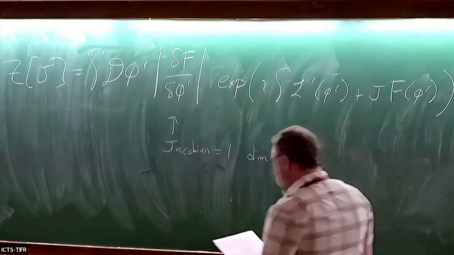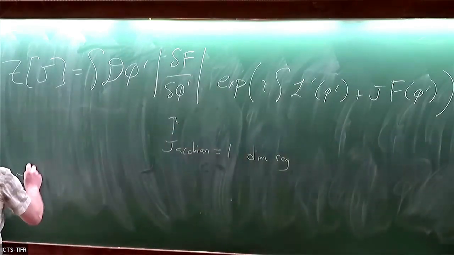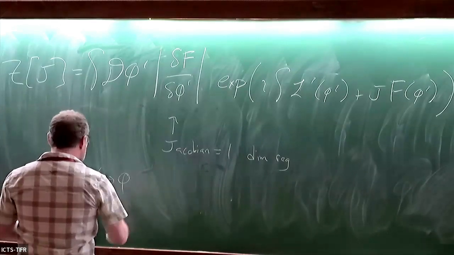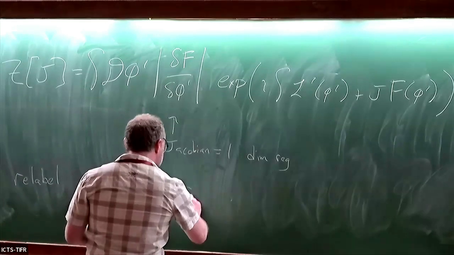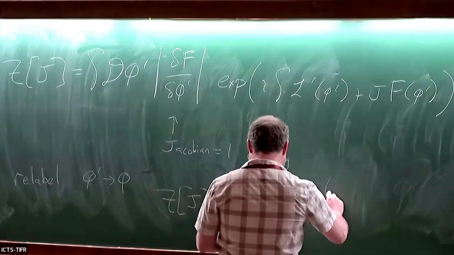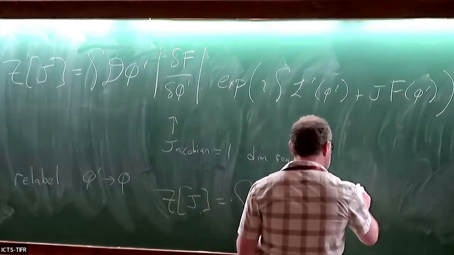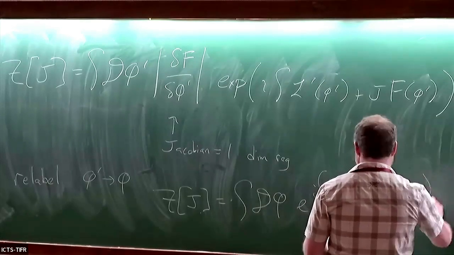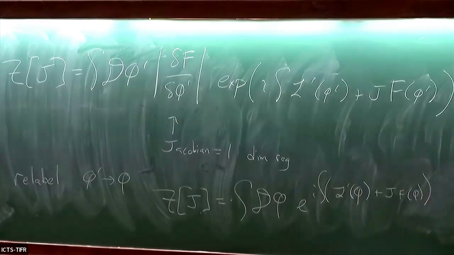So now we just have, and then let's relabel, phi prime to phi. So we have Z of J is the integral d phi e to the i integral of L prime of phi plus J f of phi. Okay? Get a lot of exercise lecturing here. So we have this form of the path integral, and we have now this form of the path integral.